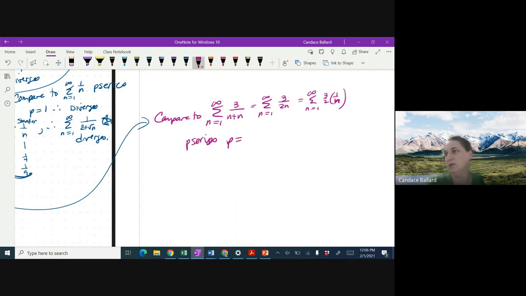What's p equal to? What's my exponent on my n? Yeah, okay, so the exponent on your n is what your p is equal to. So it's equal to 1. So if my p is equal to 1, does it converge or diverge?